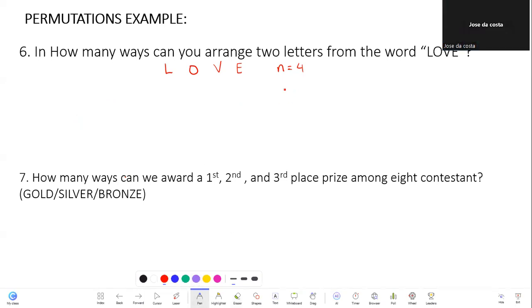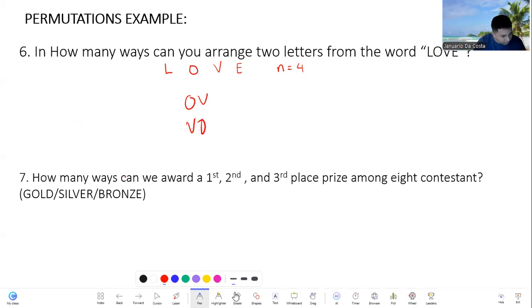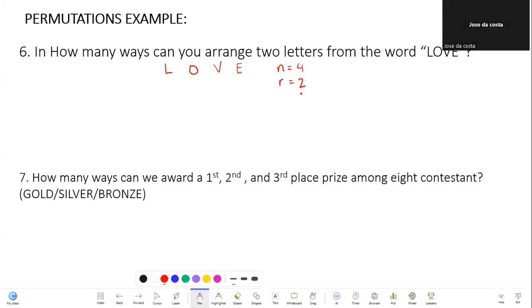Combination. No, this is a permutation problem because in this case, OV is not the same as VO. We count that as 1. So we call it a permutation because we just want to arrange them in 2. So our R here is simply 2.